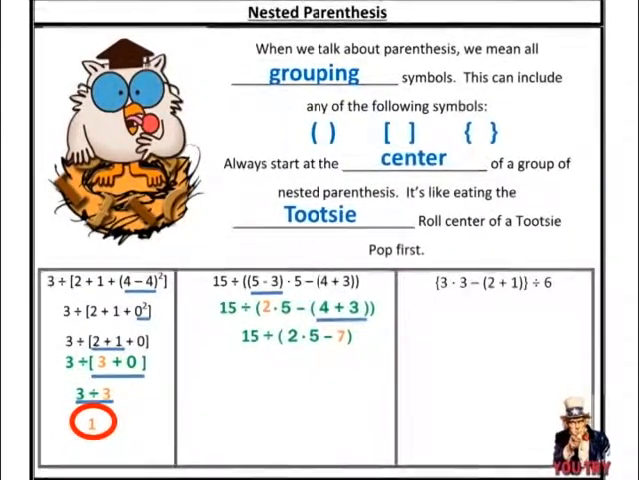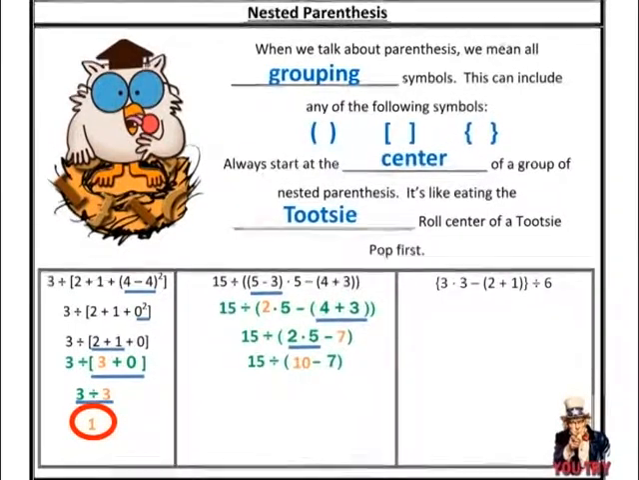I know that PEMDAS, I'm taking care of my parentheses. I have no exponents. Multiplication division from left to right is next. So I'm going to take care of that. 2 times 5 is 10. I underline, I evaluate, I rewrite. I'm left with just subtraction inside the parentheses. 10 minus 7, I get 3. I underline, I evaluate, I rewrite.